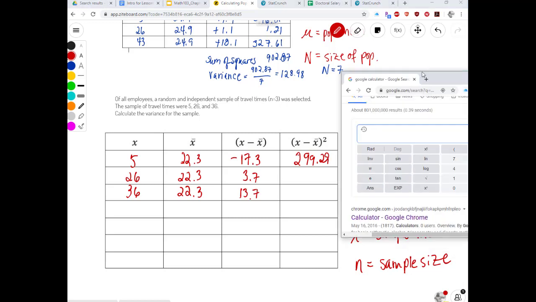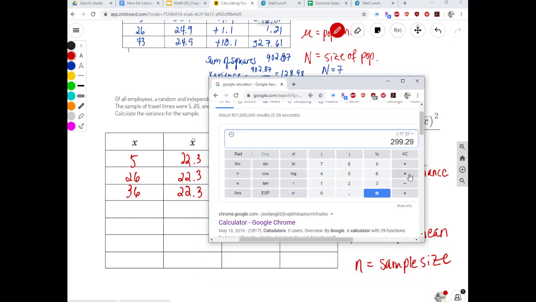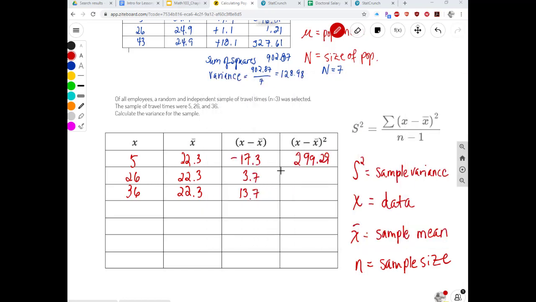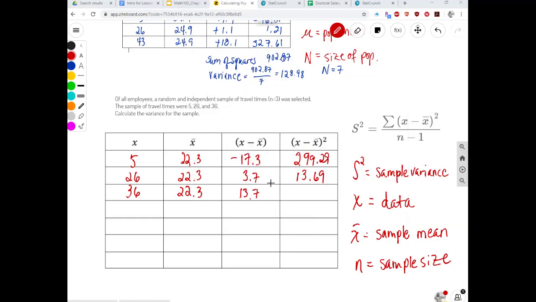All right, and then I'm going to do 3.7 squared, clear, 3.7 squared, and I'm going to get 13.69. And this last one, I'm going to go ahead and do 13.7 squared, and I'm going to get 187.69.